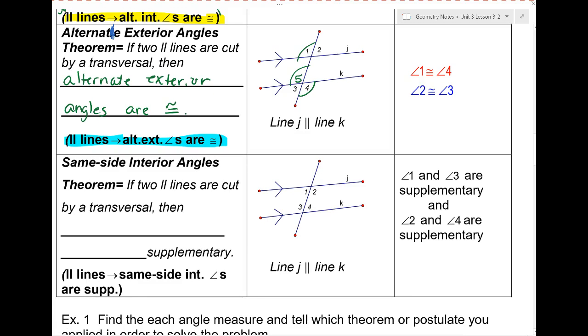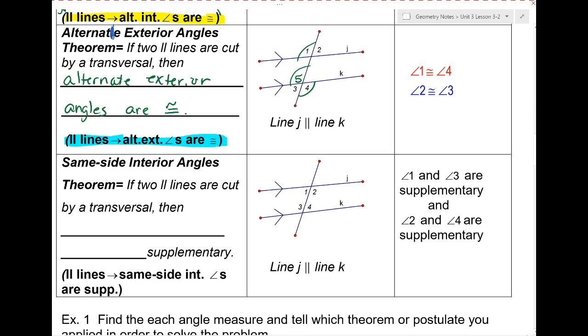All right, 1 and 3. Are those the same shape, same size? No. So we're not going to say that same side interior angles are going to be congruent because they're not. It's a little bit different this time around. This time they're going to be supplementary.